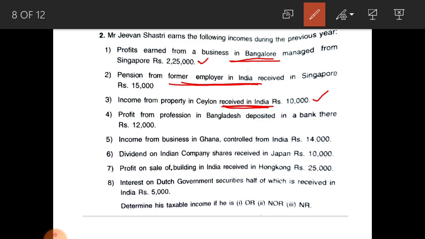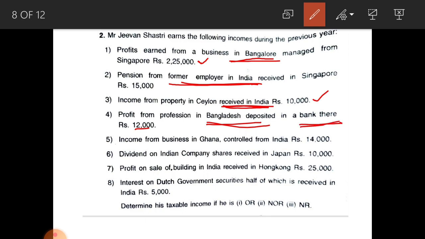Next, see, profit from profession in Bangladesh deposited in a bank there. The profession was set up in Bangladesh and the amount deposited in a bank there only. Here only ordinary resident must pay tax, not ordinarily resident and non-resident need not pay tax on this amount, because the income arose in Bangladesh, not in India, and was deposited in a bank there only.